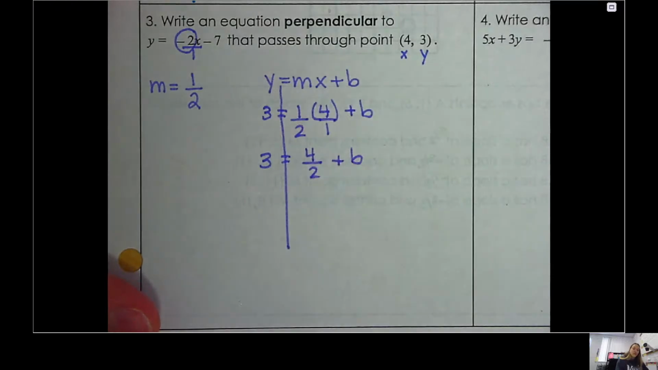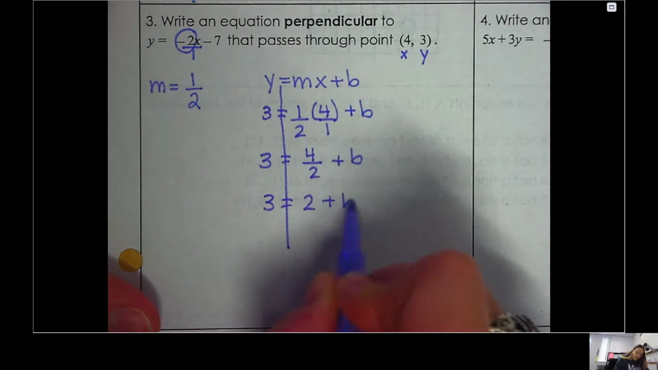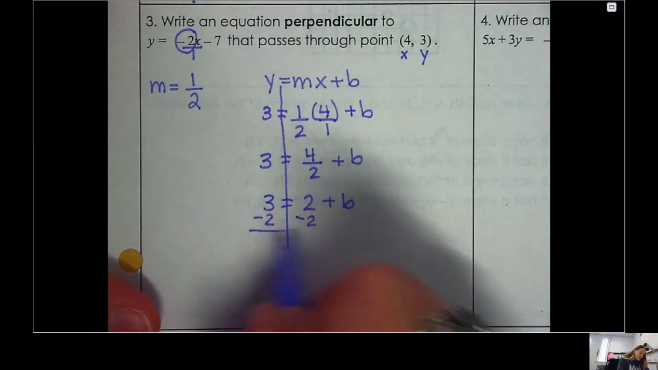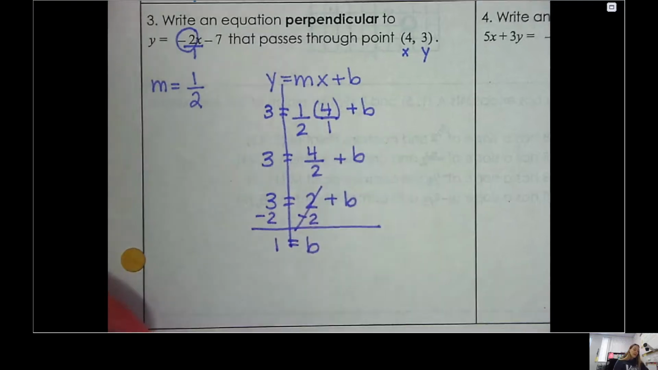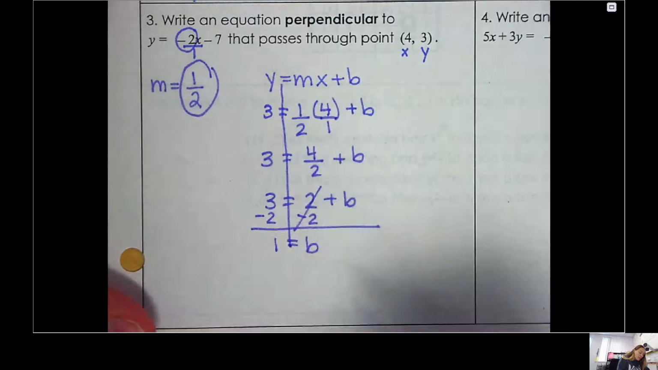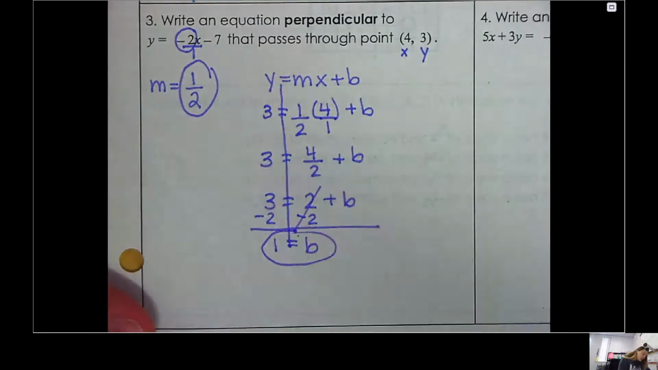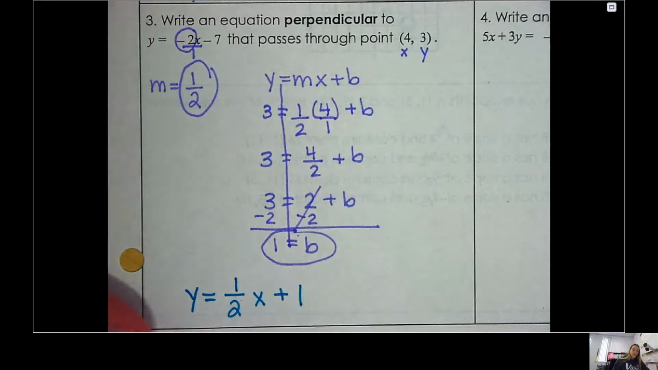I can actually do 4 divided by 2, that gives me 2. And then to get b all by itself, I subtract 2 from both sides. So I get 1 equals b. So now my last step, step 5, is I take my slope, my new slope that I used, my new b value, and I plug it back into the equation. y equals 1/2 x, and it's a positive 1, so it's plus 1.